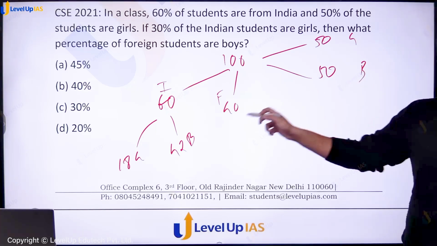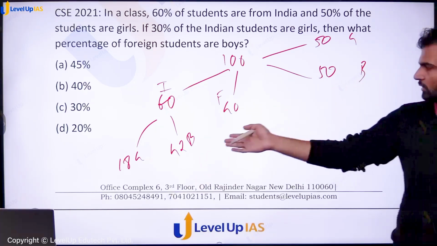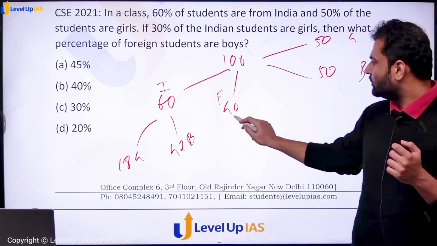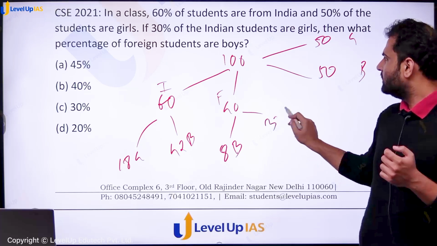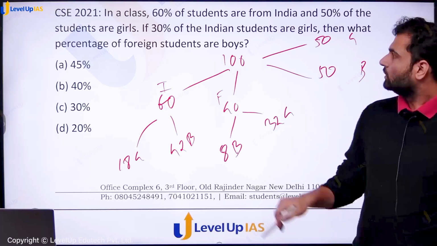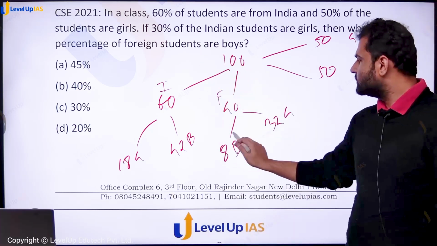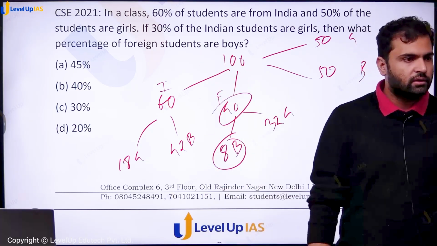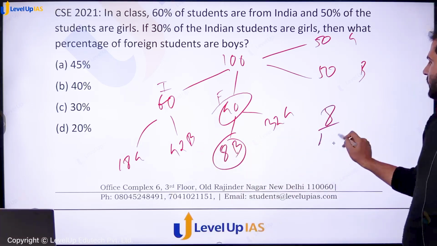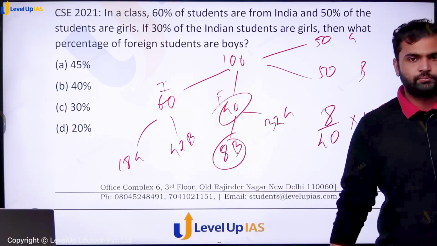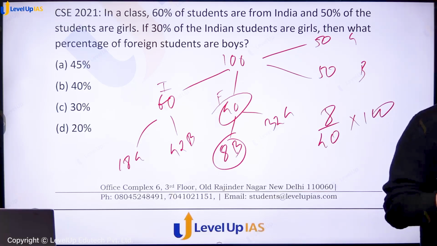42 boys out of this 50 are from India. Total boys are 50. Out of that 42 boys are Indians. So out of these 40 foreigners, only 8 are boys, remaining 32 are girls. Question is, what is the percentage of foreign students? What percentage of foreign students is boys? 8 out of 40 is what percent? 20%. 1/5 है ना? 8 by 40 into 100, that would be percent. ठीक है?